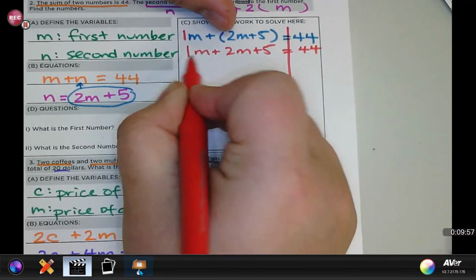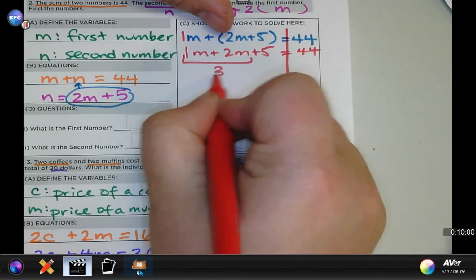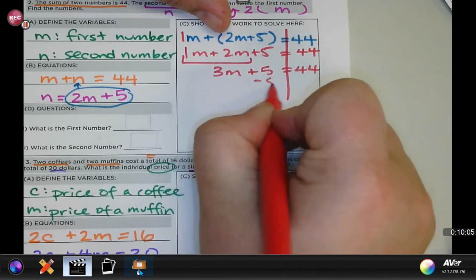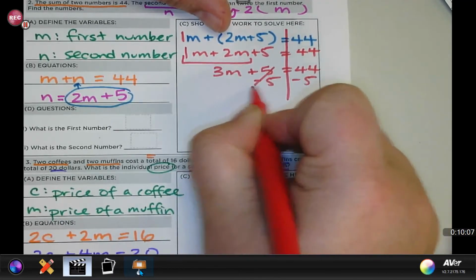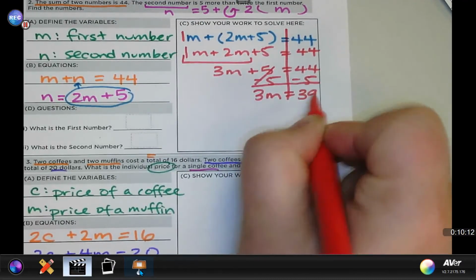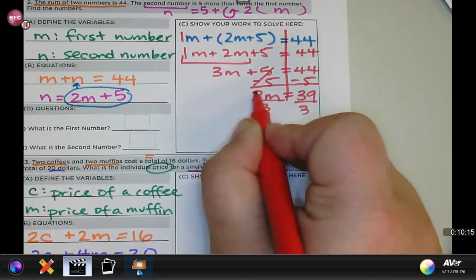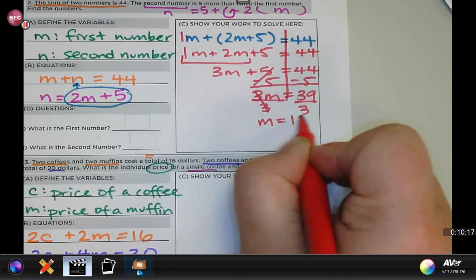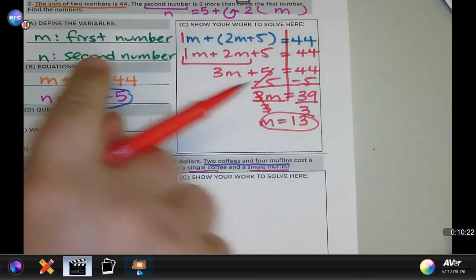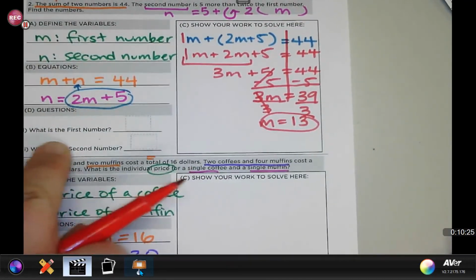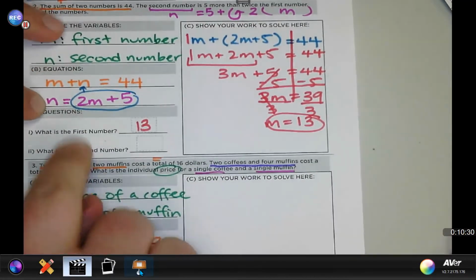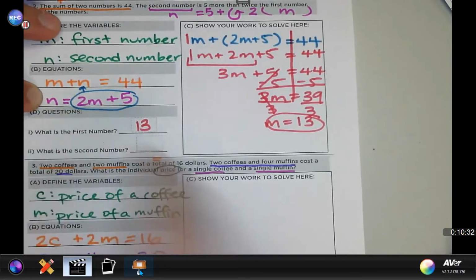So 1m plus 2m plus 5 equals 44. And the reason I put a 1 in front of that is because now I can see that that's 3m's plus 5 equals 44, minus 5. 3m equals 39. Divide both sides by 3. M equals 13. So here's the thing, you got to remember to put this in the correct spot. So m is the first number, so down here it says what is the first number? It's 13.